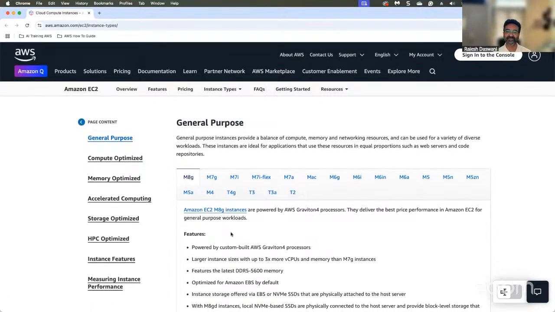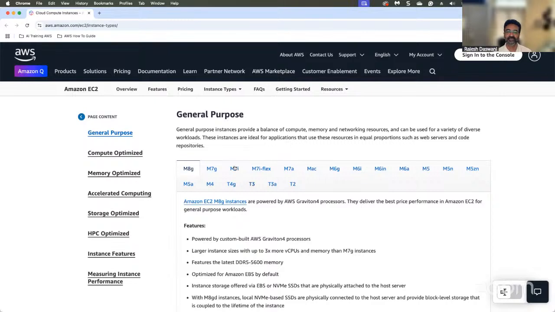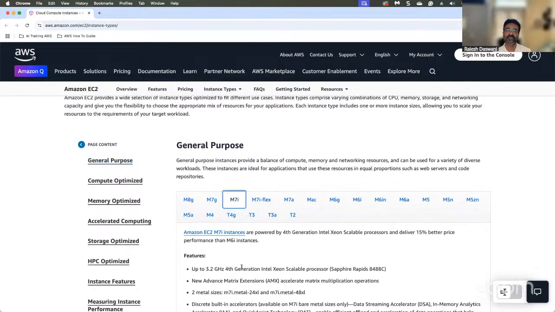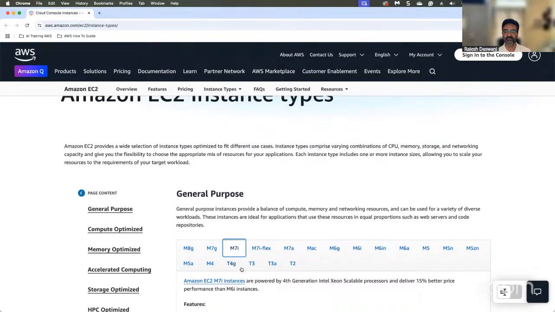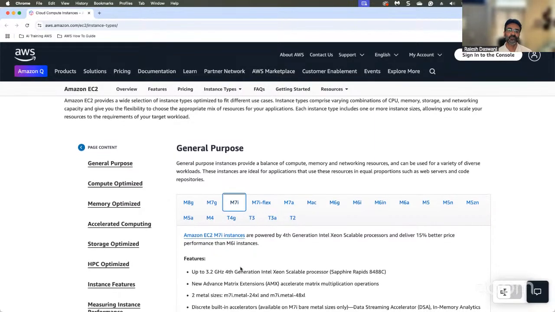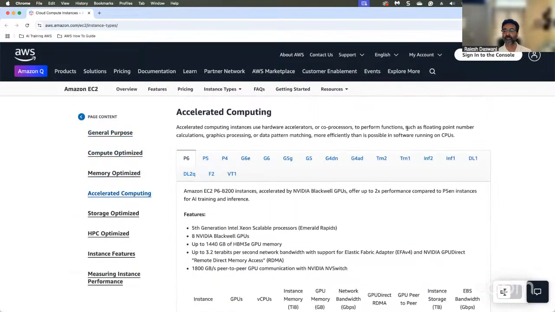Now, you're not going to be tested individually on, what is an M7I? That's not what you're going to be tested on. What you will be tested on in the exam is more about the instance type definition, like what is an instance type? So basically, it's a collection of its compute, memory, and network capability. You may possibly get a question on whether you should go with accelerated computing, which is designed for things like hardware accelerators and co-processors, performing functions like floating point. You may get a question there, although I doubt it personally.